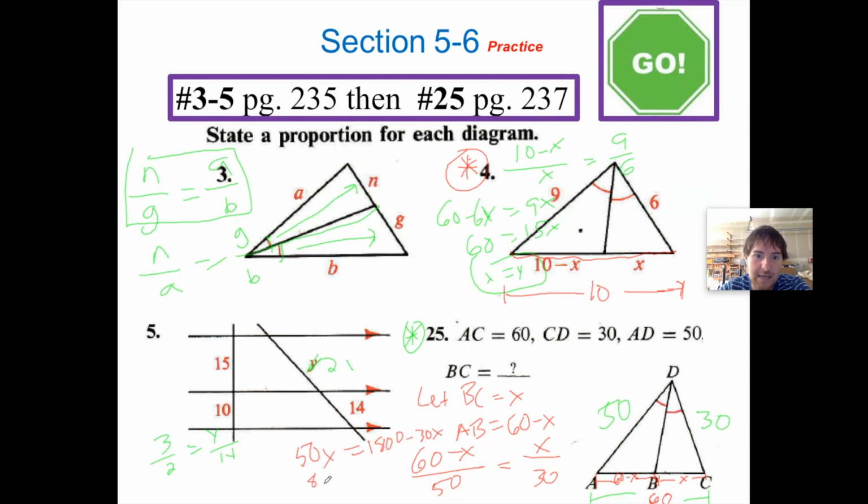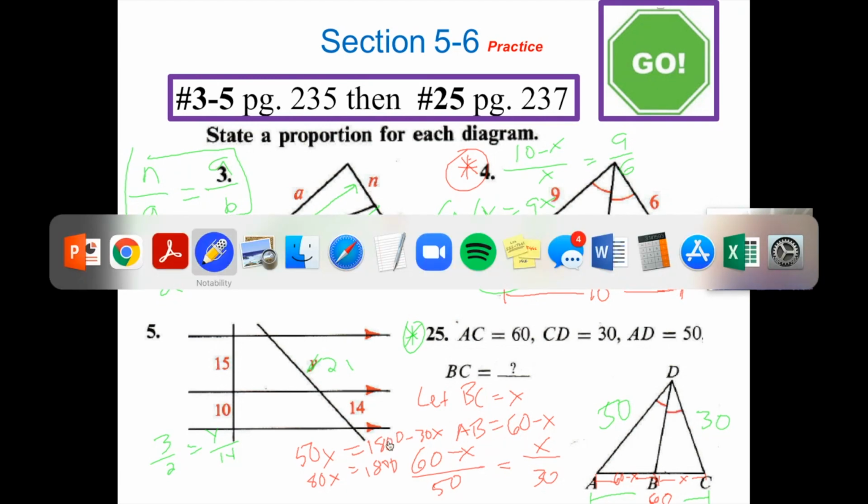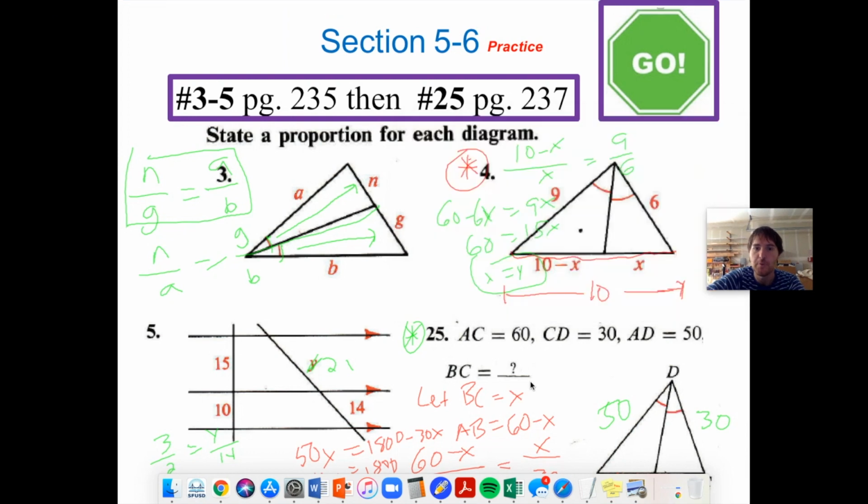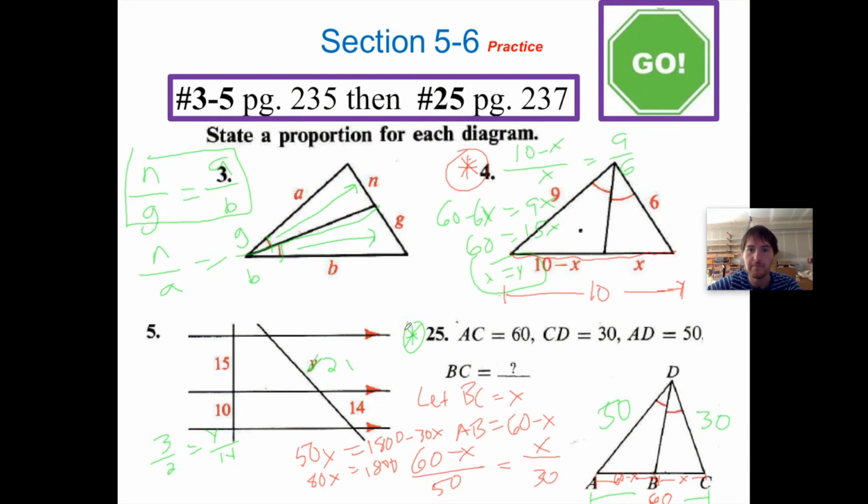So 80x would equal 1800. I don't think 80 goes into 1800 evenly, so I'll pull out my calculator. 1800 divided by 80, and I get 22.5. So BC is 22.5. There you go for that one.